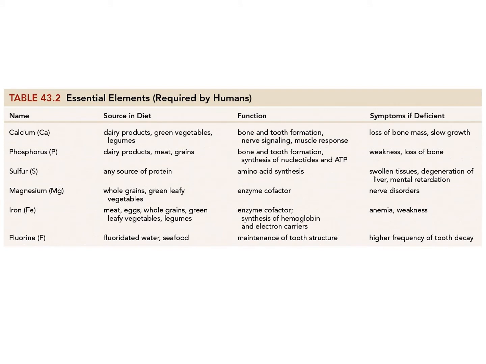These are some of the essential elements that are required in the human diet. These are elements that must be taken in the diet and are important in different metabolic processes, as well as in the synthesis of key molecules. They include calcium, phosphorus, sulfur, magnesium, iron, and fluorine. I would not try to memorize everything on this table. Read it for your own interest, I would say. That would be the better thing to do. But know these, at least, that these are key essential elements.